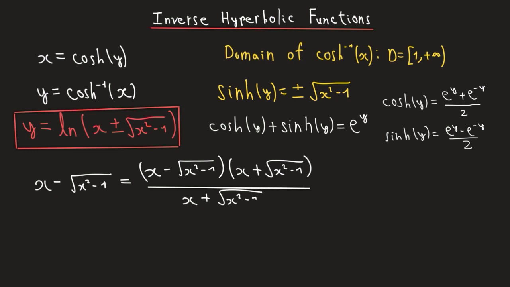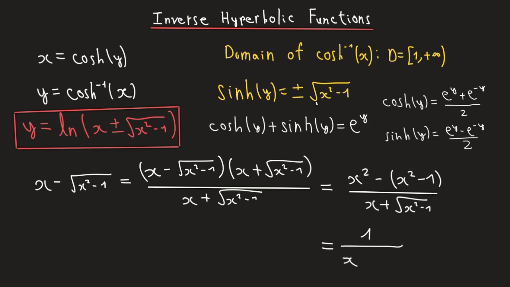And so this here we can factorize or distribute. And we obtain that it's x squared minus the square of the square root, so minus x squared minus 1, divided by x plus the square root of x squared minus 1. And so this cancels out, and all that is left is minus 1, which is 1. And therefore we get 1 over x plus the square root of x squared minus 1.